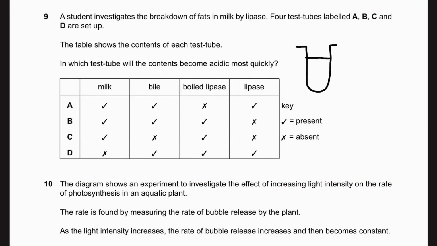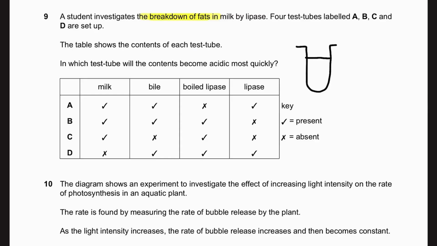So question 9 says a student investigates the breakdown of fats in milk by lipase. 4 test tubes labeled A, B, C, and D are set up. The table shows the contents of each test tube. In which test tube will the contents become acidic most quickly? Okay, so let's talk about the breakdown of fats. Again, let's hone in on the key thing that they're testing here.